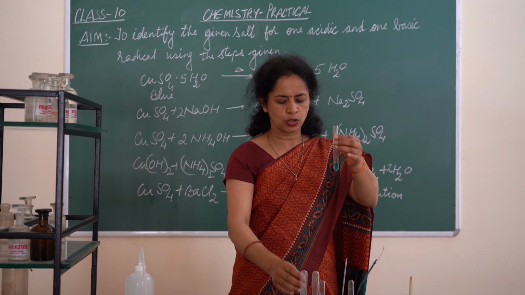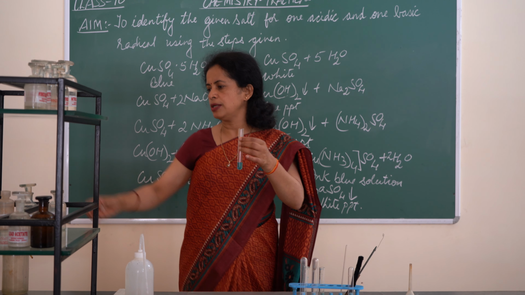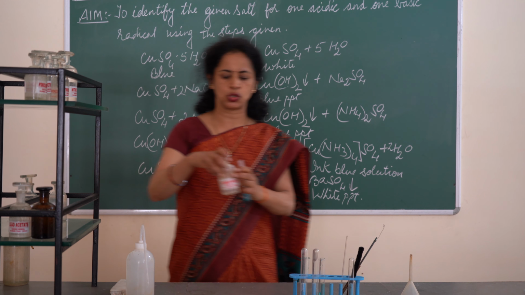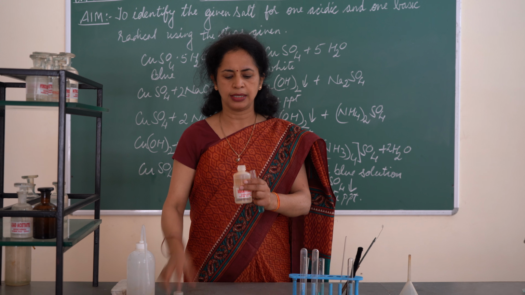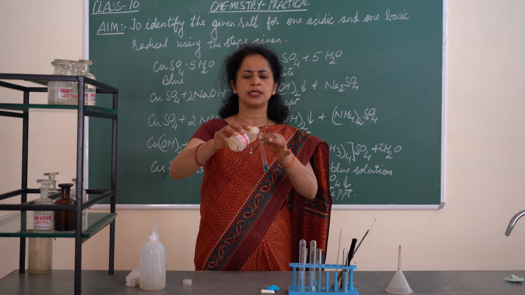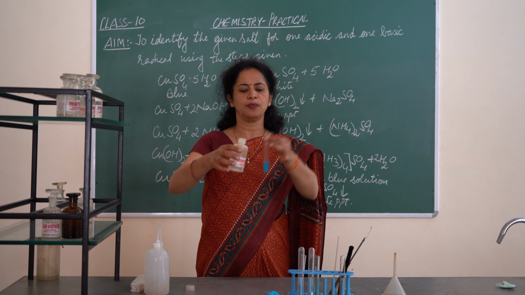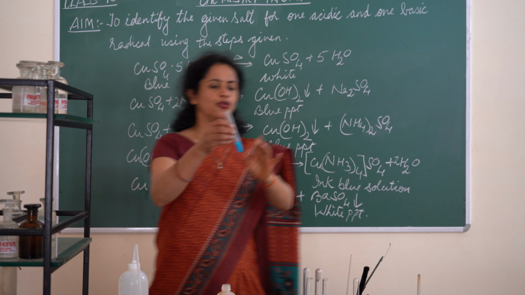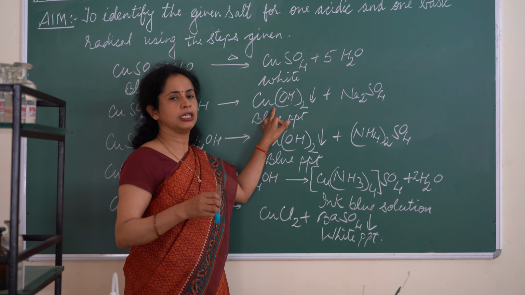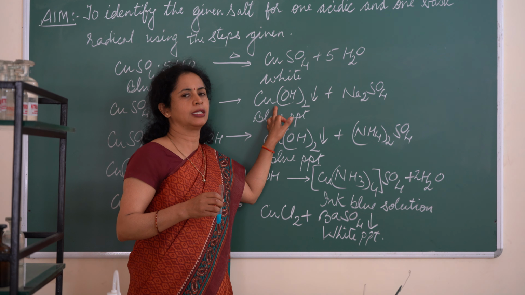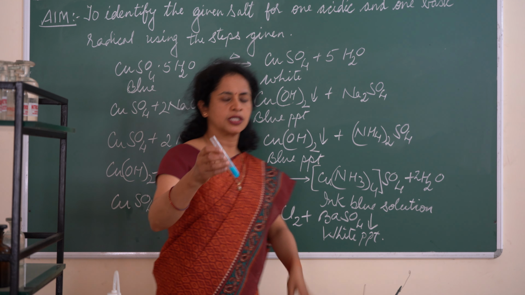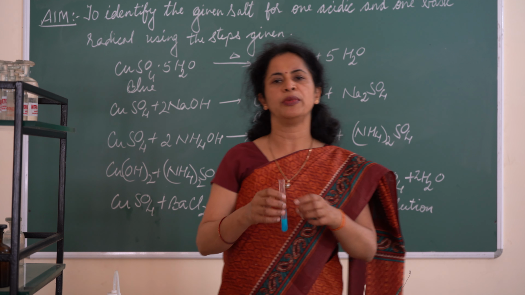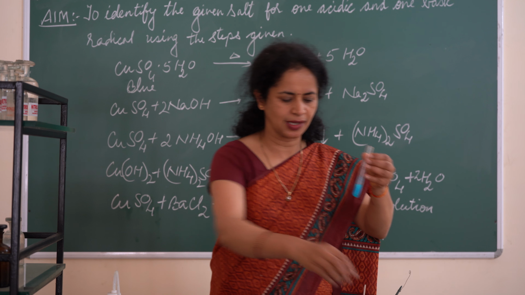Take the first part of the solution and add sodium hydroxide to it. First we add a little amount of sodium hydroxide, and we get a blue precipitate. Immediately a blue precipitate is formed. Formation of this blue precipitate indicates that the given salt contains copper ions. This blue precipitate is due to the formation of copper hydroxide.